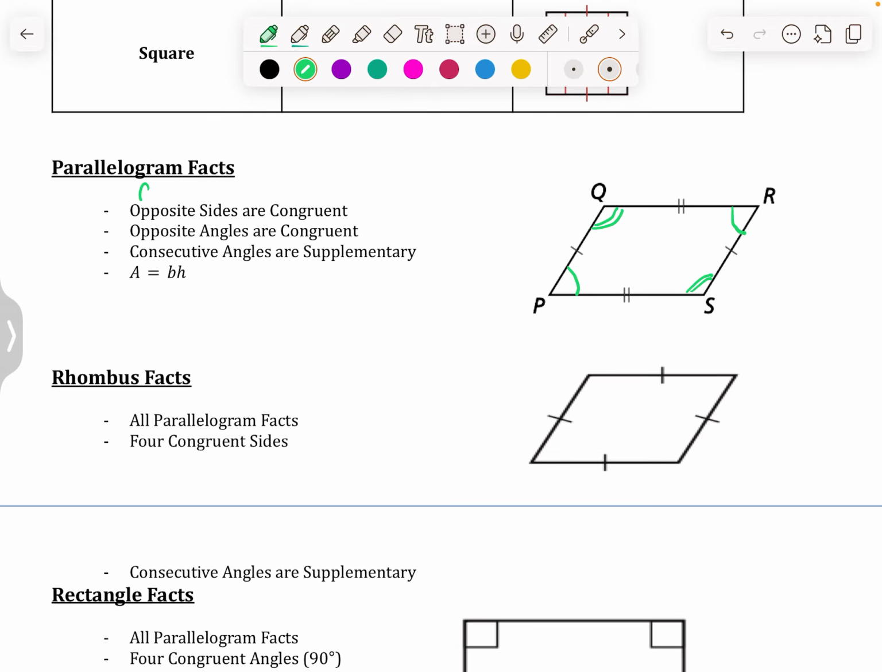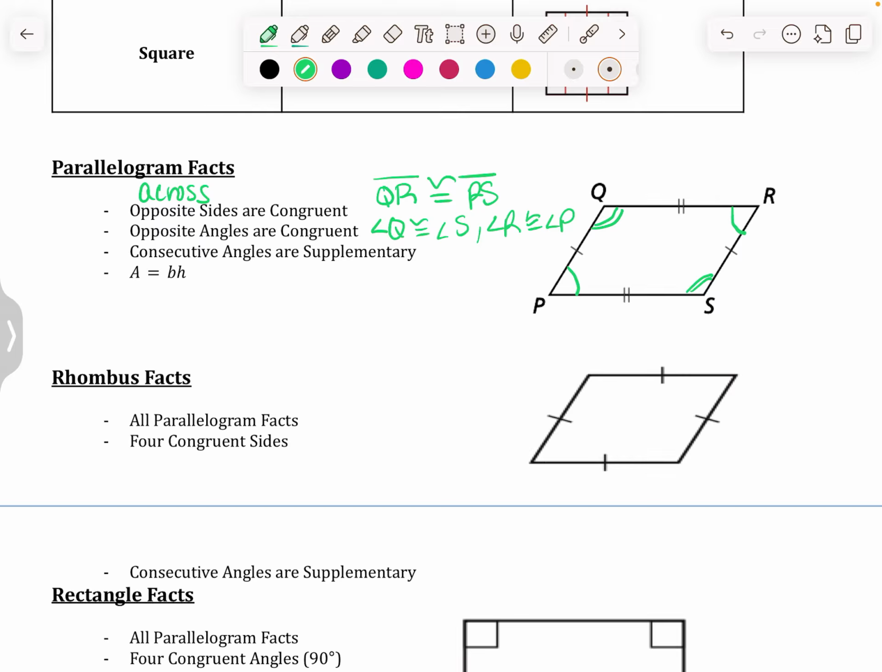So opposite means across. Opposite sides are congruent, which means that side QR, it's a segment, is going to be congruent to side PS segment. And then opposite angles. So angle Q is going to be congruent to angle S, and angle R is going to be congruent to angle P.